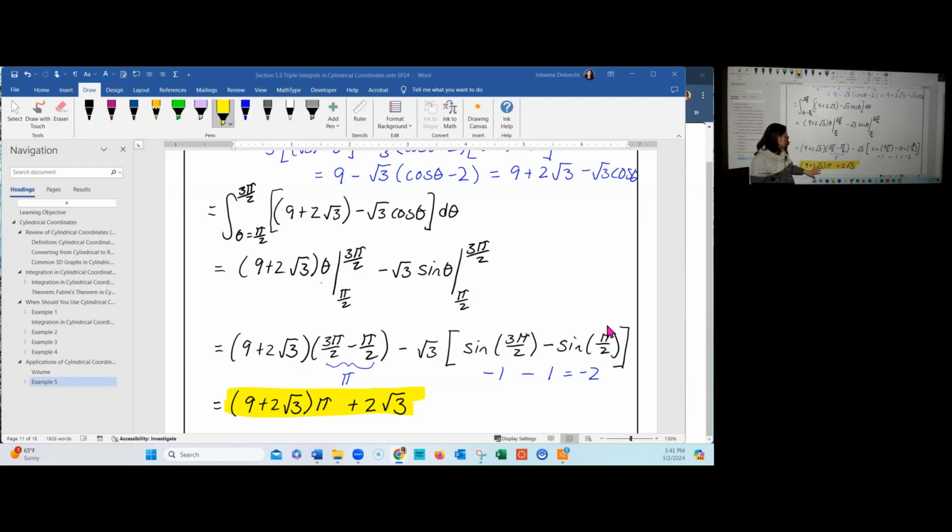This gives me 9 plus 2 square roots of 3 times pi. When I integrate cosine of theta, I get sine of theta with the constant factor negative root 3. I evaluate between pi over 2 and 3 pi over 2, and when I simplify, I get 2 square roots of 3. This gives me a final result for the volume of this object, this 3-dimensional blob that we are using as the domain for this particular triple integral: 9 plus 2 square roots of 3, all times pi, plus 2 square roots of 3.